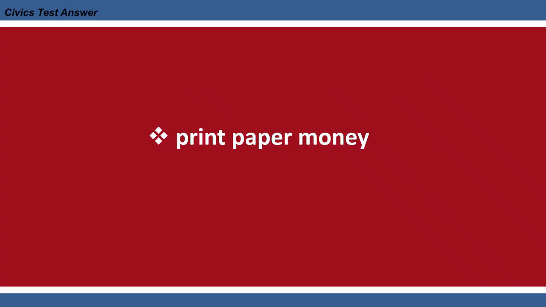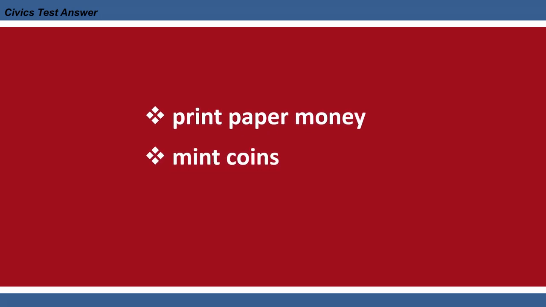Print paper money. According to the Constitution, only the federal government has the power to print paper money. It's also only the federal government that has the power to mint coins, such as quarters, dimes, and nickels.